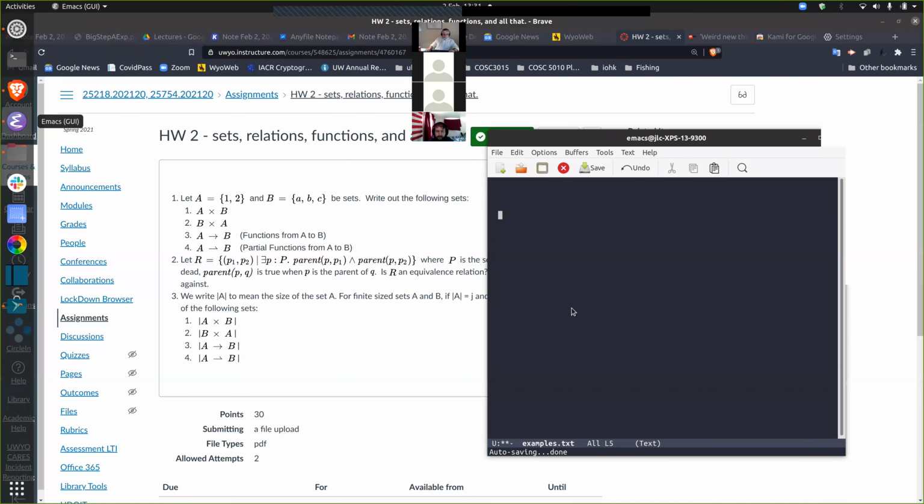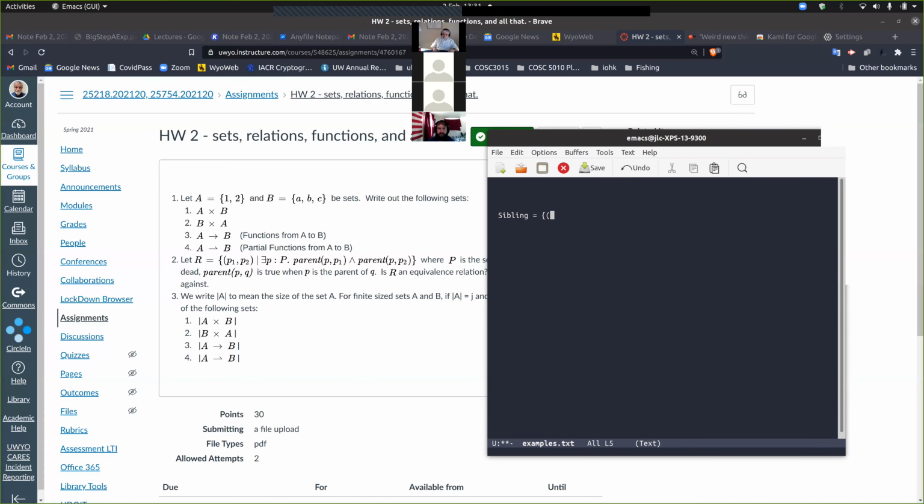So I guess if I said, what if I write sibling is equal to, are the P's and Q's are problems? I don't know, X and Y, such that there exists a Z, and I can say Z is in the set of persons.